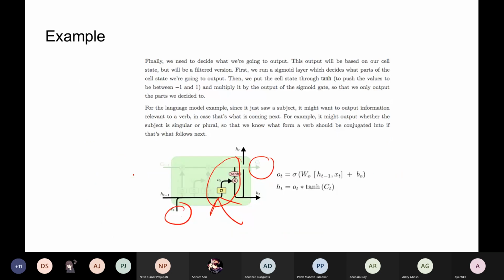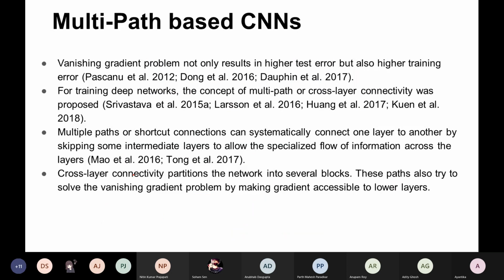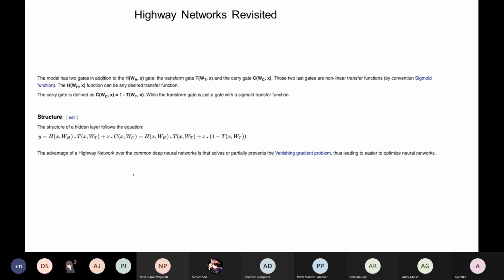Once you have this concept of remember and forget, the same thing we use in our highway network. In the highway network, we have this concept of gate. Here you can see the model has 2 gates in addition to the actual transfer function. Any desired transfer function we are planning is H, which takes the parameters W and your X. Now in the highway network, you have added 2 gates.